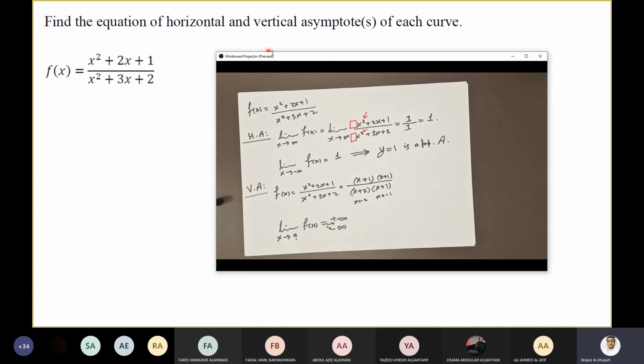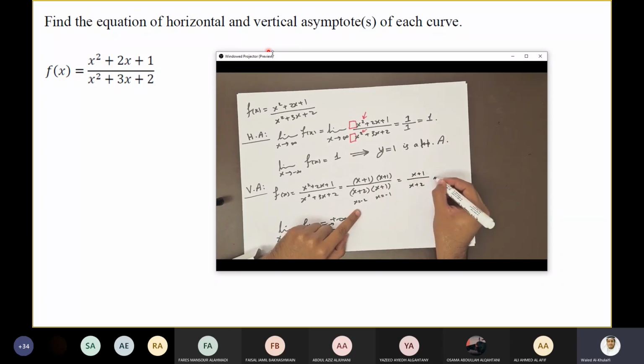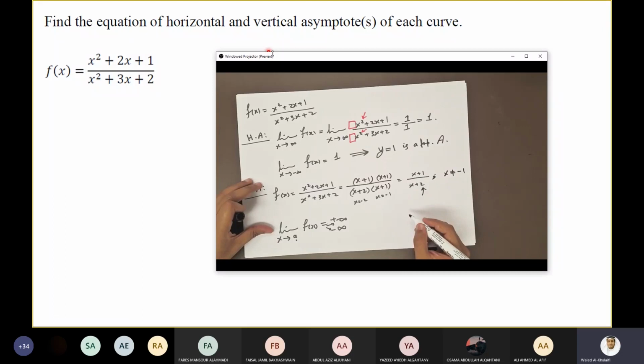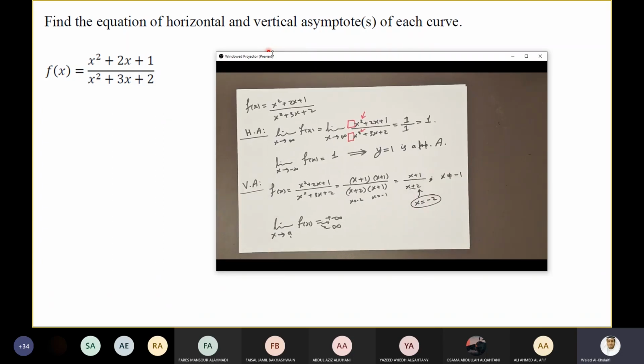I have to check. I don't rush and judge and say these are the vertical asymptotes. I have to be careful. But notice x plus 1 can be cancelled by x plus 1, right? So I can say this is equal to x plus 1 over x plus 2, such that x is not equal to negative 1. Okay? So you see now I have only one real suspect to be a vertical asymptote, which is x equals negative 2, that will make the denominator 0. And notice the numerator is not 0 at x equals negative 2. But of course I have to write the limit.